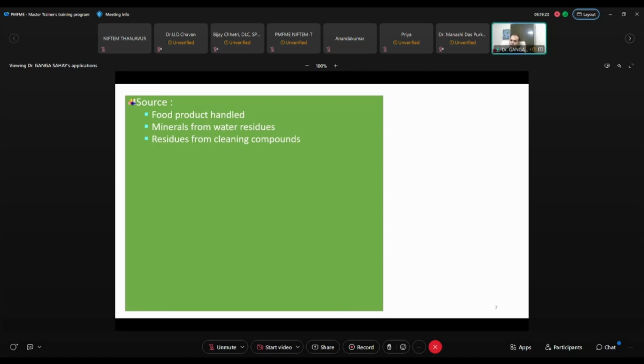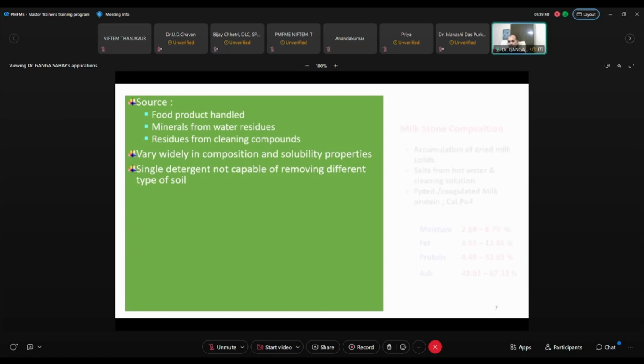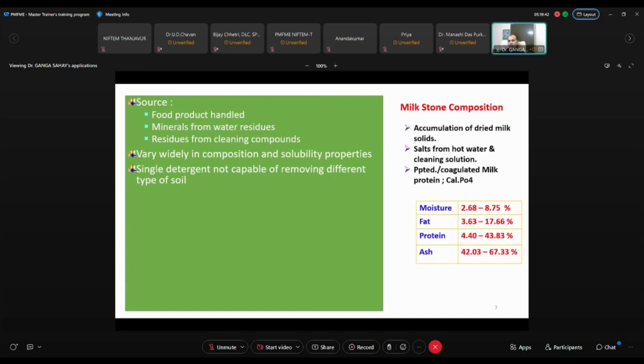Okay, so these could be different sources of soil. The first source is the food product which we are handling and processing. Another source is the minerals from water residues, and then there are residues from cleaning compounds. They vary widely in composition and solubility properties. A single detergent is not capable of removing different types of soils, that's why we use a combination. This is an example of milk stone, the accumulation of dried milk solids and salts from hot water and cleaning solution, and this is the precipitated or coagulated milk protein and calcium.